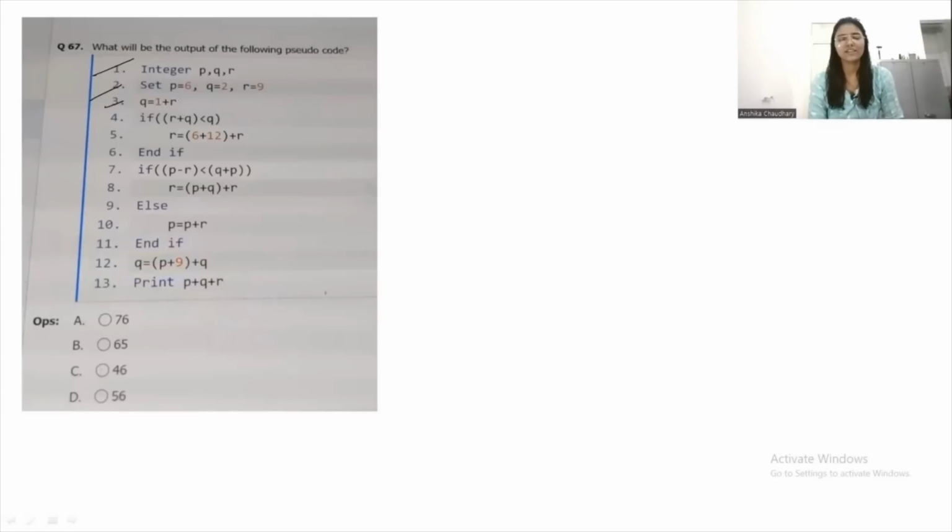Then in the third line, we are updating the value of q: q becomes 1 plus r. What is the r value? R value is 9, so q value will become 10 from now. So p equals 6, q equals 10 as of now, and r equals 9.